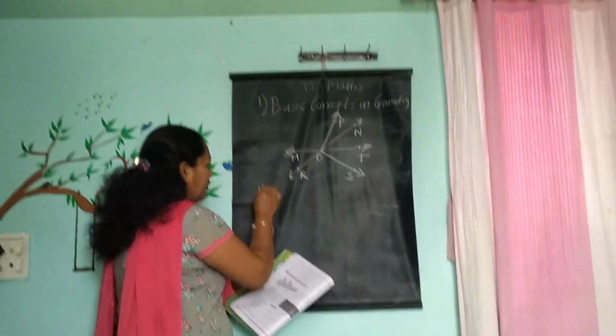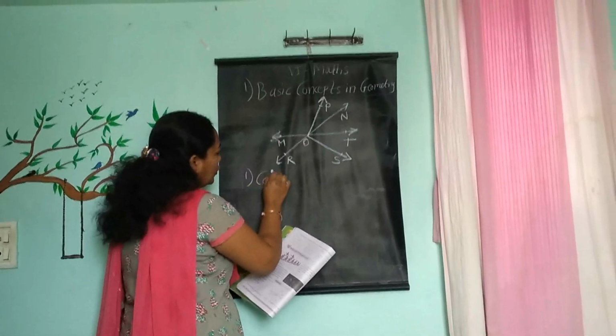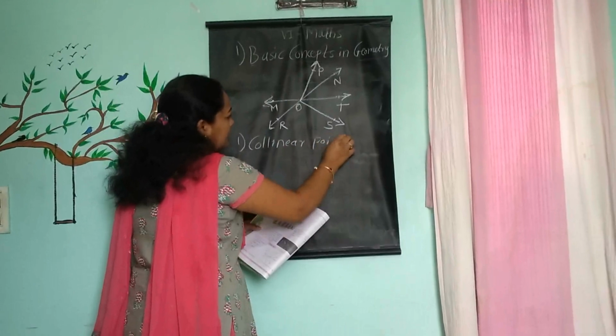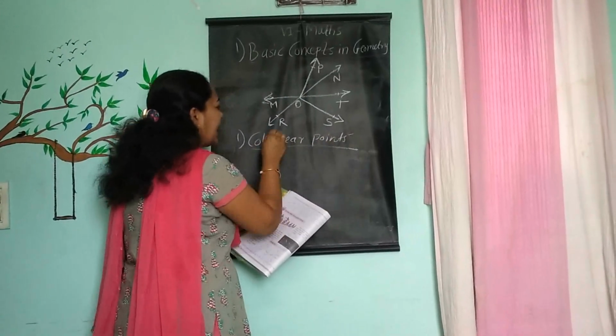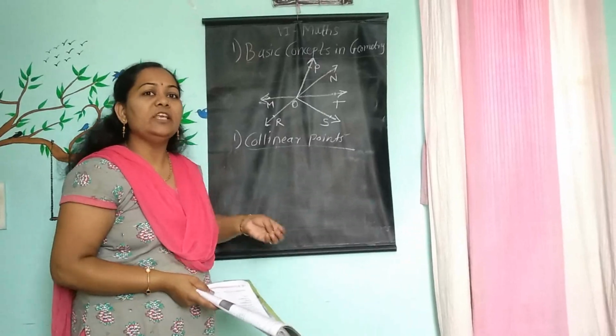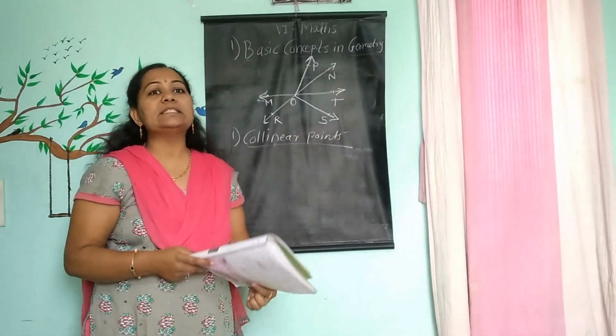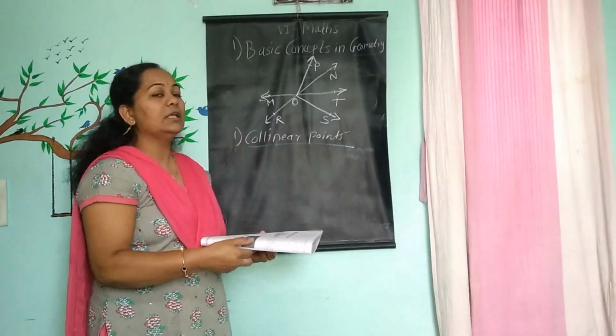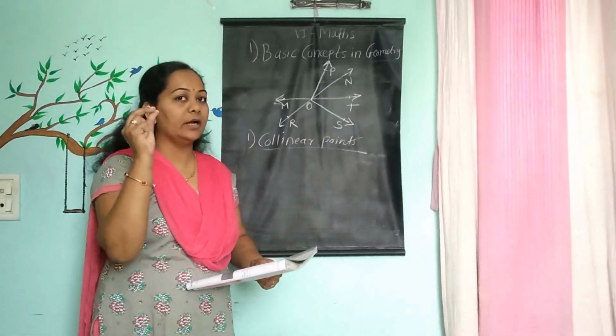Sub question number 1, they ask us collinear points. Let's clear the concept first: what is meant by collinear points. Collinear means all points in the same line. All points coming in one straight line are called collinear points.